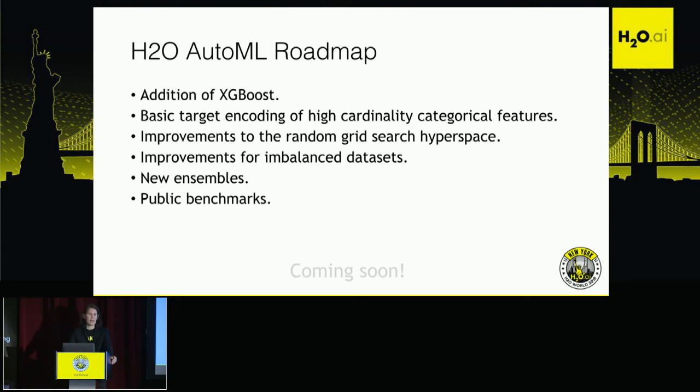So, improvements for imbalanced data sets. This comes up a lot in industries where you do fraud prediction, where you have a lot of examples of not fraud and very few examples of fraud. So we're going to make improvements for that. Also, in the new release of H2O that came out today, you can manually turn on class balancing yourself, and then in the next release, we'll do that all automatically for you.